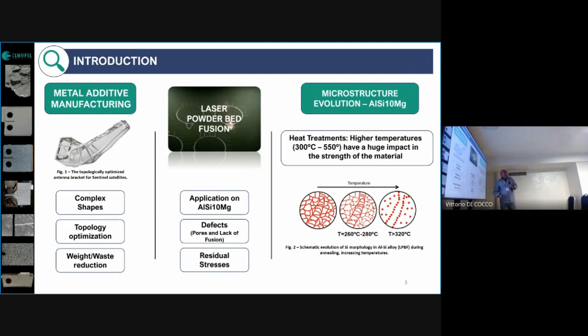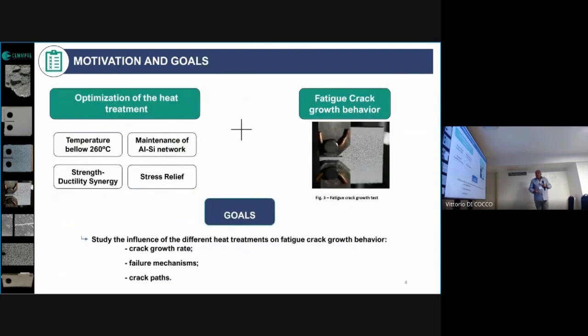Another important thing for this alloy is that heat treatments have a huge impact, because there's a transformation at high temperatures. We have precipitation of the silicon and we lose a lot of the mechanical properties of the alloy. So we have to take that into account.